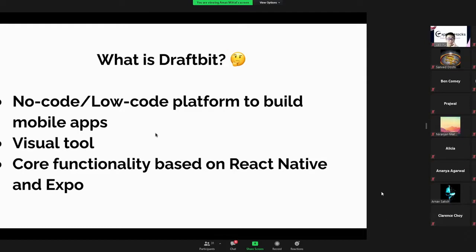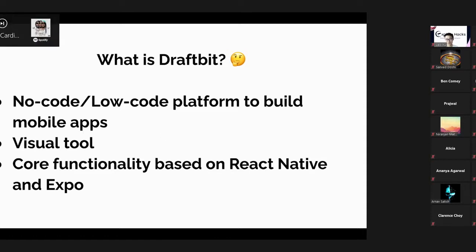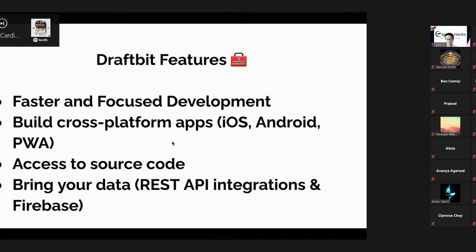It helps you build for multiple platforms, not only iOS and Android, but also for publishing PWAs, or progressive web apps. Some of the core features that DraftBit currently includes are fast and focused development. It's basically oriented towards these two things.